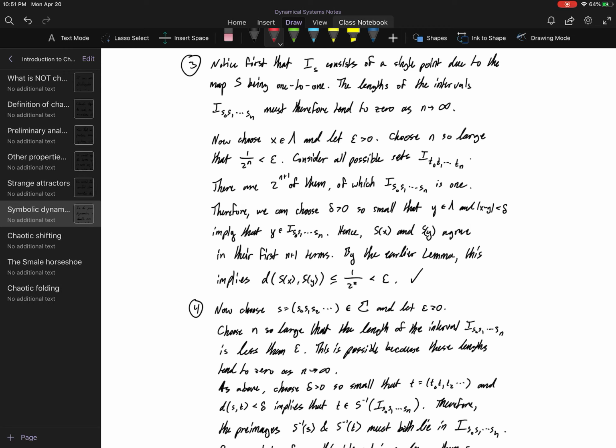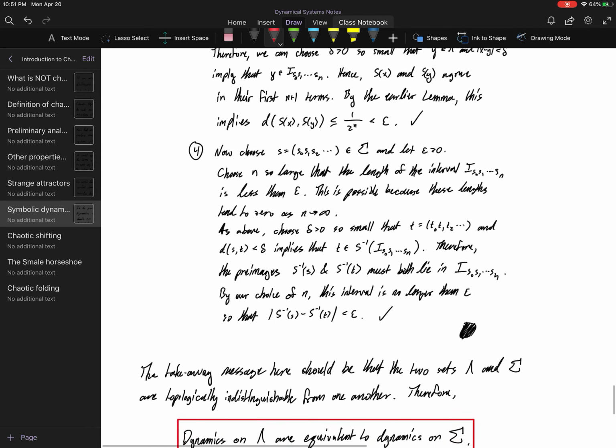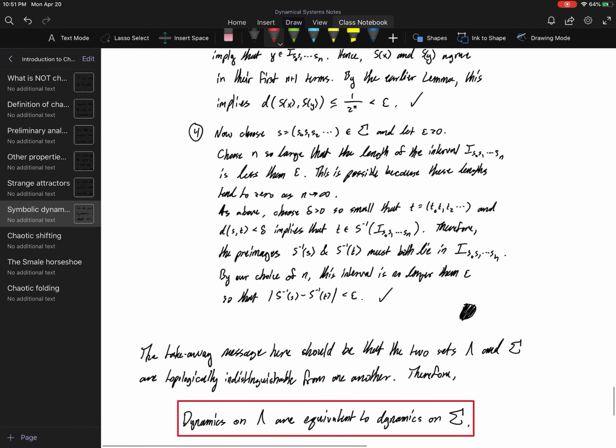We had a lemma that said what happened to the distance when you are the same up to the first n plus 1 elements, the n plus 1 terms. Our lemma said that the distance between the two itineraries associated with x and y can't be any greater than 1/2 to the n, which is what we chose to be less than epsilon. Awesome. So that means that s is continuous in the forward direction.